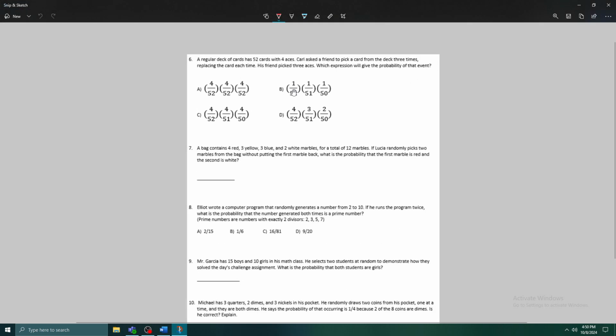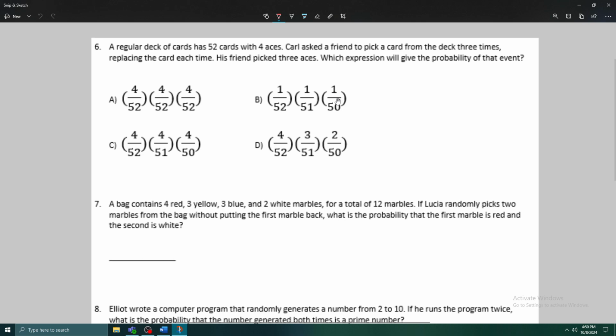So a regular deck of cards has 52 cards with 4 aces. Carl asked a friend to pick a card 3 times, replacing the card each time. Ooh, maybe he's doing a magic trick. Replacing the card each time. His friend picked 3 aces. So what is the probability of picking 3 aces?